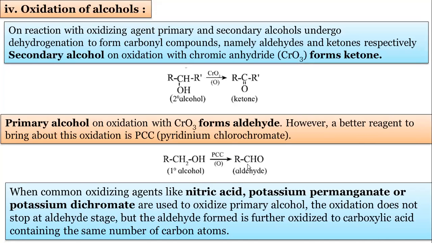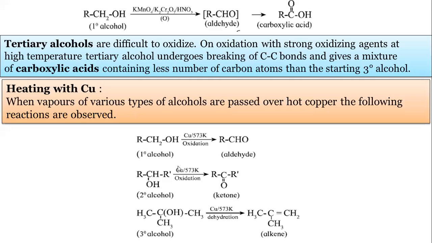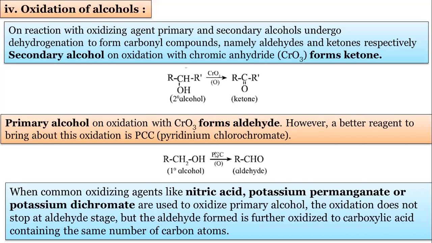If instead of PCC you use strong oxidizing agents like nitric acid, potassium permanganate, or potassium dichromate, we will get the product carboxylic acid. Why is the carboxylic acid formed here? Because primary alcohols on oxidation give aldehydes, and aldehydes again get oxidized to give carboxylic acid. So these are the strong oxidizing agents. When they are used, we get carboxylic acid products, and when mild oxidizing agents are used, we get aldehydes. So primary alcohols give aldehydes, secondary alcohols give ketones.